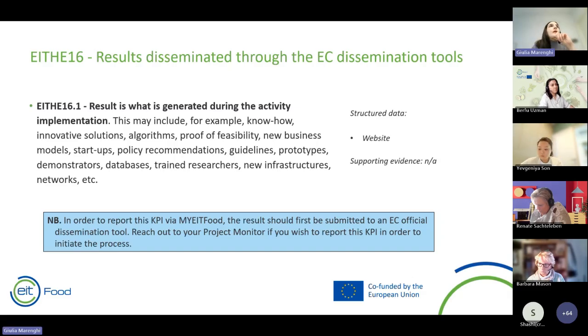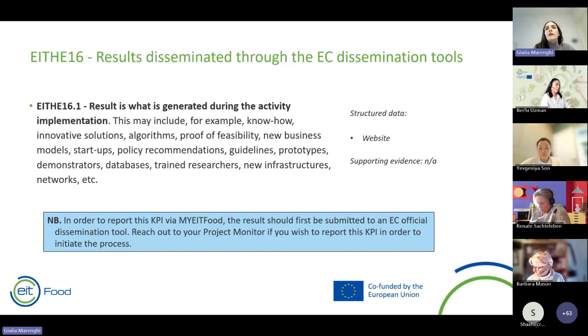Finally, the last indicator that we need to approach is EIT 16, results disseminated through EC dissemination tools. This indicator needs to be treated a bit separately. The reporting will happen on my EIT Food, so the indicator is available for reporting in EIT Food. But in order to trigger the reporting in my EIT Food for this indicator, we should first be able to track that the reporting has happened on the EC dissemination tools.